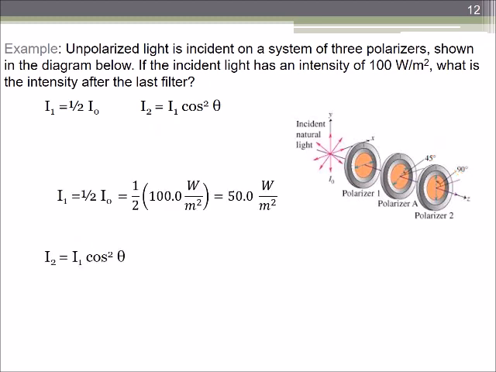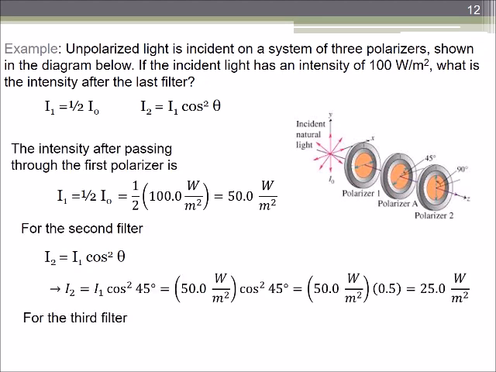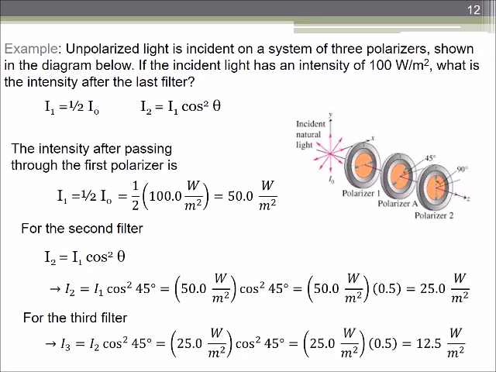So here's the math worked out: what we get out of the last one is 12.5 watts per meter squared, when the two analyzers are 45 degrees with respect to each other. But if we had used 90 degrees in this equation and we didn't have this polarizer in the middle, we would have gotten 0. So actually putting the polarizer in the middle makes us get some light through that system.